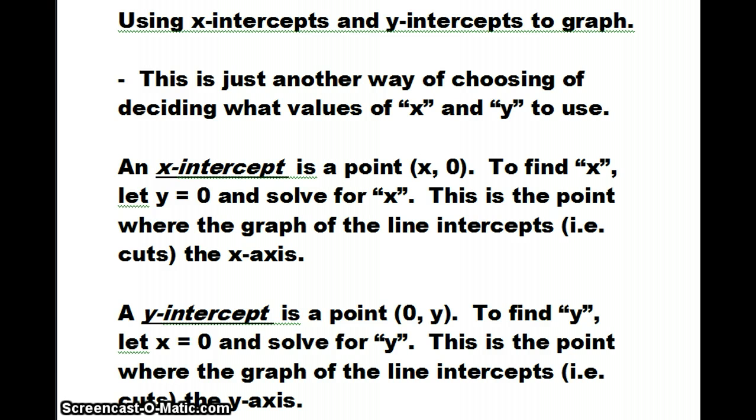The y-intercept is very similar. It's the point when x is equal to 0. What is the value of y? In order to find the value of y, you set x equal to 0 and solve for y. So the y-intercept is the point where the y-axis is intercepted, or cut. So we have two things here: an x-intercept, the x-axis cutter, and a y-intercept, the point where the y-axis is cut.